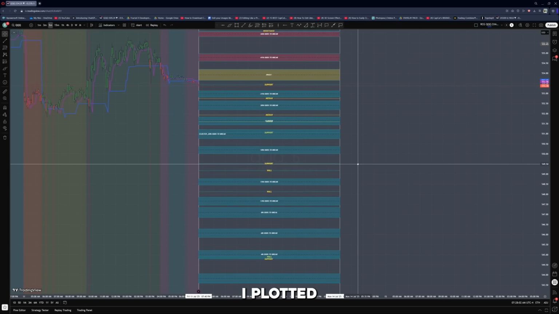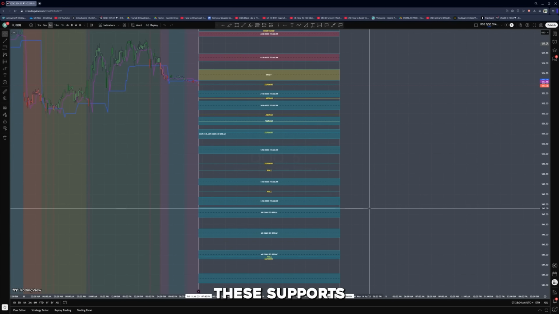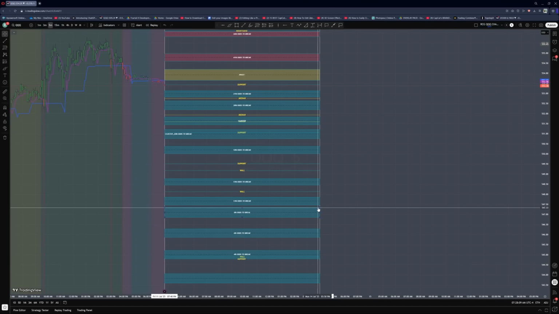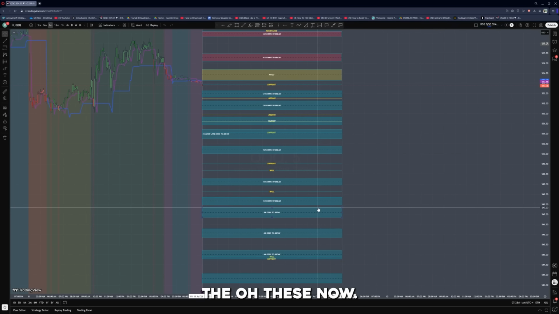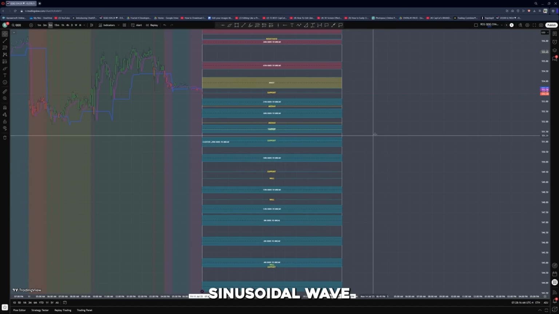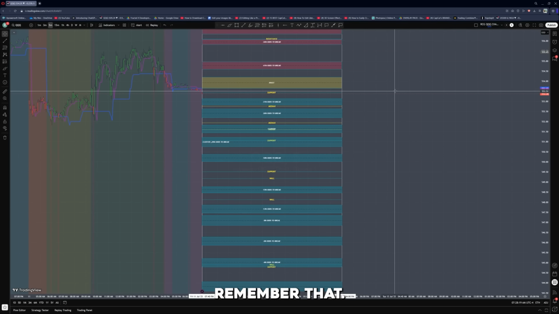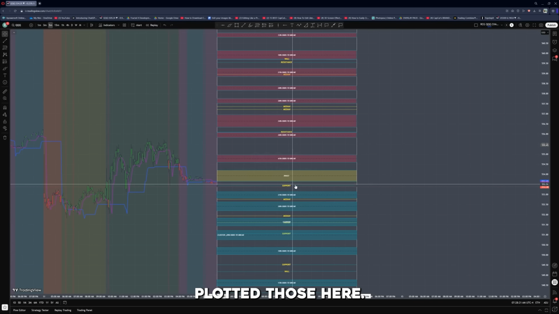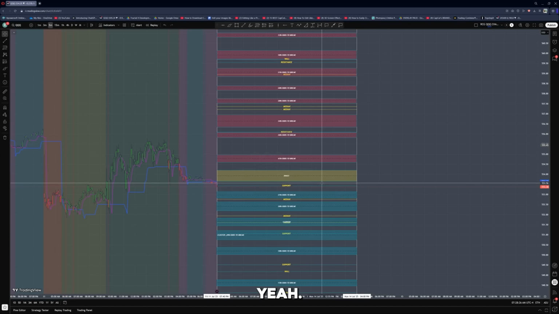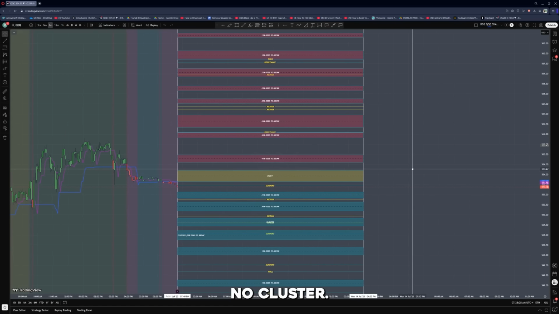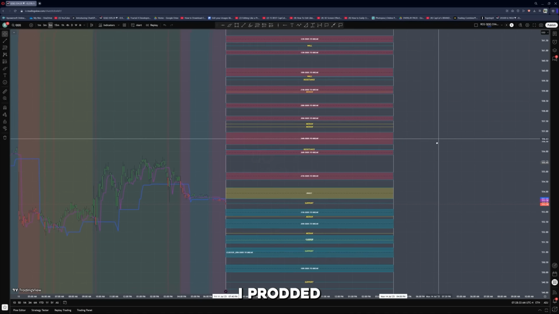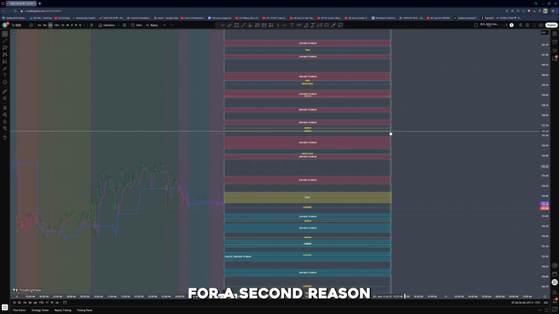And that is why I plotted these walls and also these supports that were also from, remember those LLDs I was talking about? Yeah, the last line of defenses. I was showing you a singular sinusoidal wave and then a breakout level. Yes, I remember that. Exactly, LLDs. So I just plotted those here, singular sinusoidal waves, because those are potential breakout limits. So same as for the resistance.